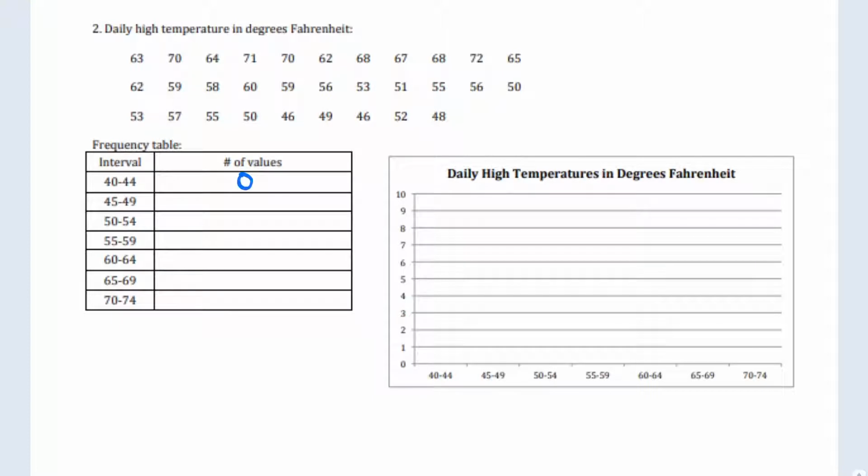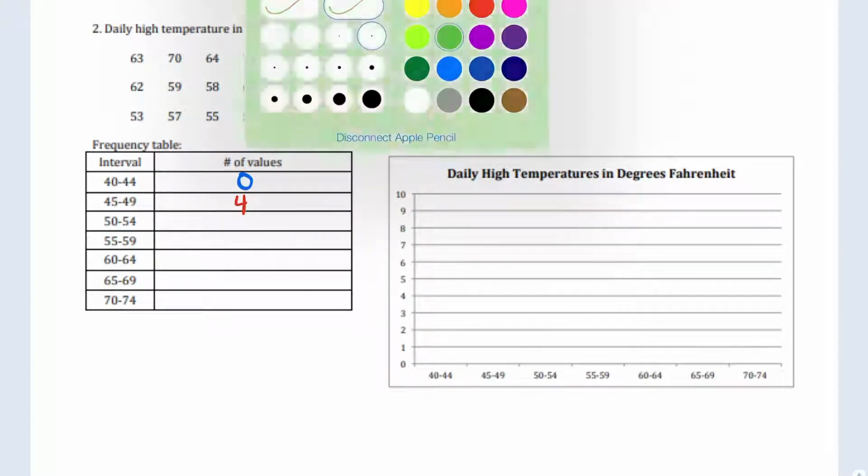So let's go ahead and count. 45 to 49. I see a 48. I see a 46. I see a 49. I see another 46. Nope, that's it. So I say there are 4 values from 45 to 49. Let's do one more together.